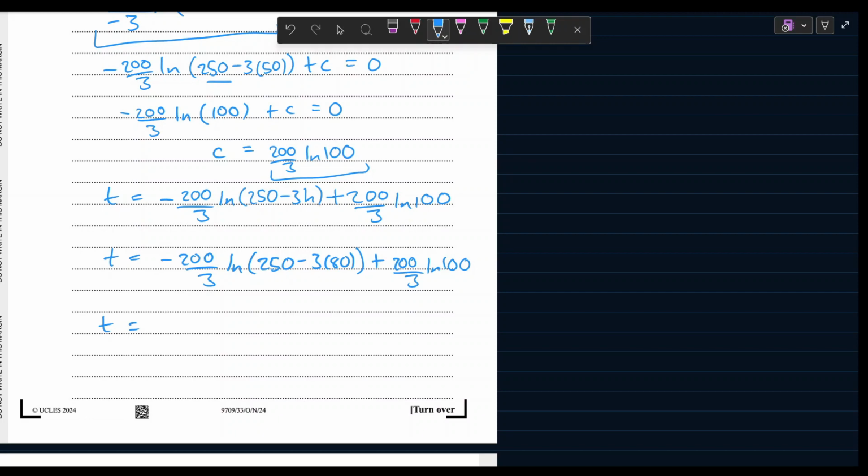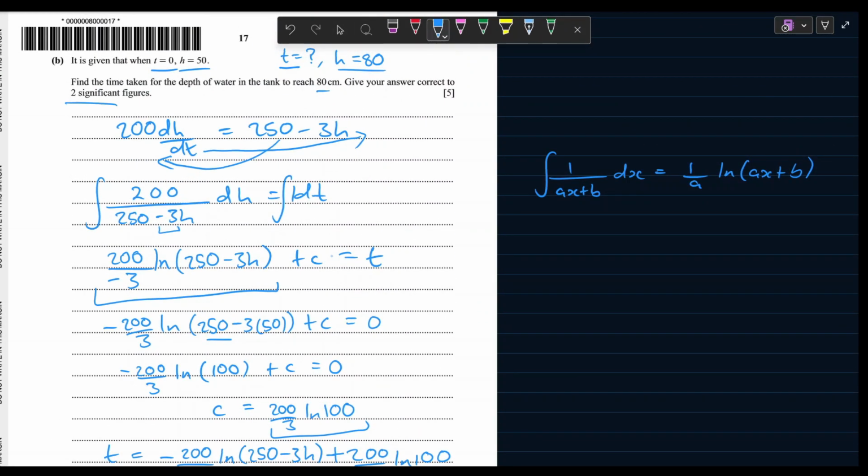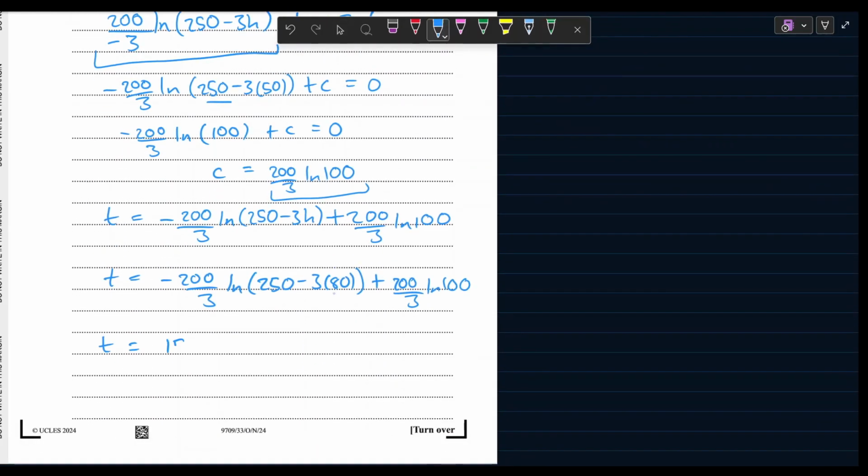And they want their answer correct to how many significant figures? They want 2 significant figures. So I've got 153.5, and to 2 significant figures, t is going to be 150.